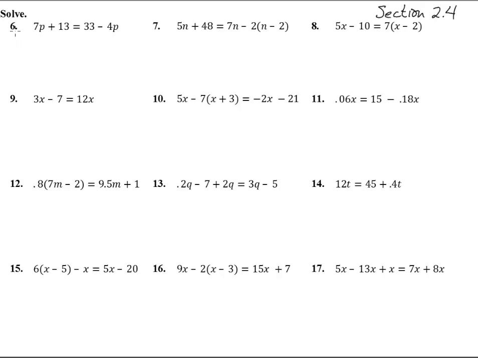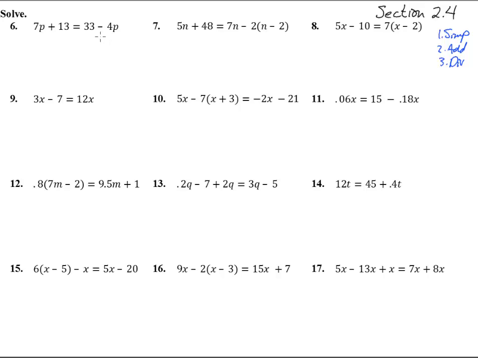Here we are in section 2.4 with the answers 6 through 17. We're going to follow that three-step process through all of this of simplifying and then adding and subtracting and then dividing. So there's going to be our 1, 2, 3-step process, and particularly we're going to get rid of any parentheses and get all the x's together first.